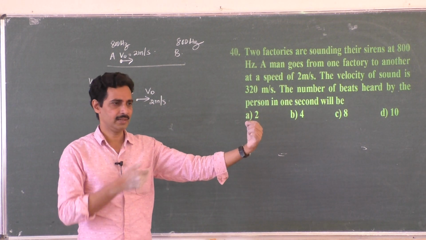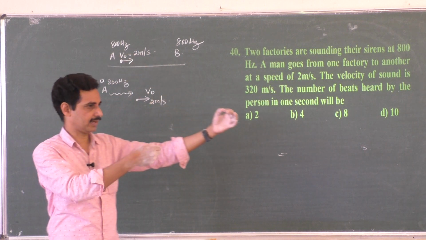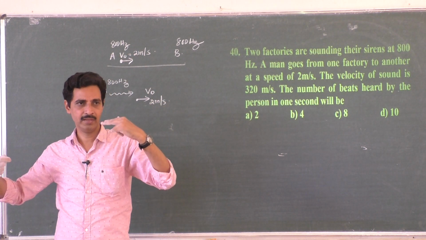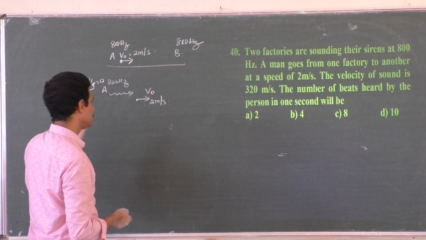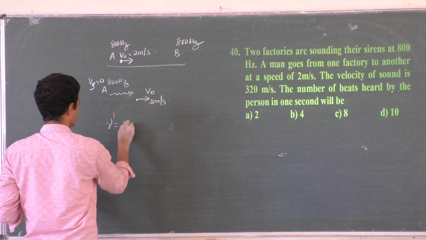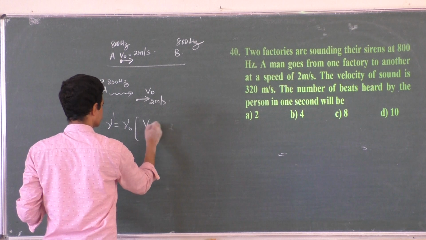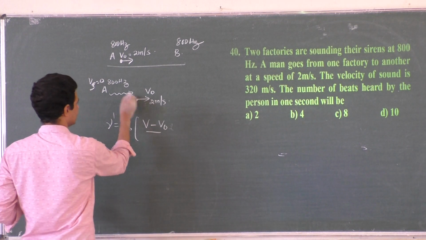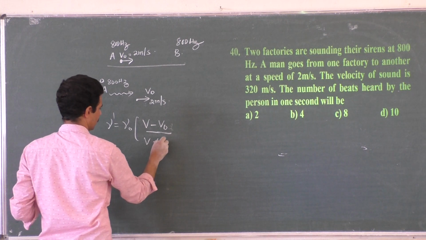You take the reverse case. Here is the factory and here I am. I am moving away from the factory, right? Sound is coming towards me, so it is in the direction of sound, so it is negative x-axis. So sound should be always as it is in the formula. So nu dash is equal to nu naught into V minus V0, because it is in the same direction as sound, divided by V plus Vs, which is 0.